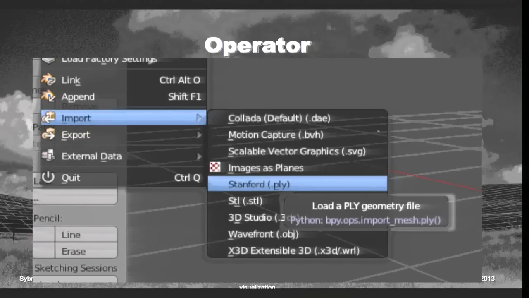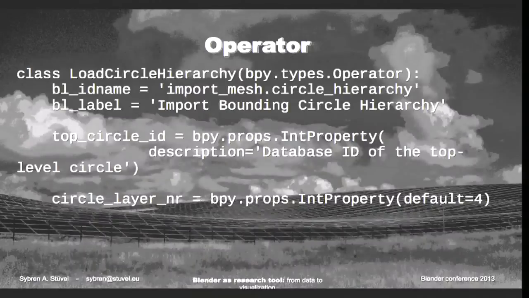So I had to figure out a name for an identifier. I stole one from another importer. It said importMesh.ply. So I also named it importMesh.circleHierarchy. And once you have a thing like this with an ID name and a label, then you already have what you need. It will automatically be registered by Blender, and you will get a bpy.ops.importMesh.circleHierarchy, you can call it.